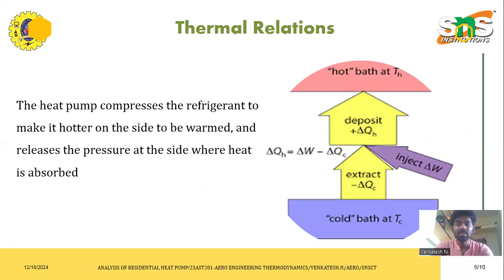For the thermal relations of this heat pump, the compressor makes the refrigerant hotter on the side to be warmed, and the refrigerant releases pressure at the side where heat is absorbed. There is a hot side and a cold side, and the work done is the input.